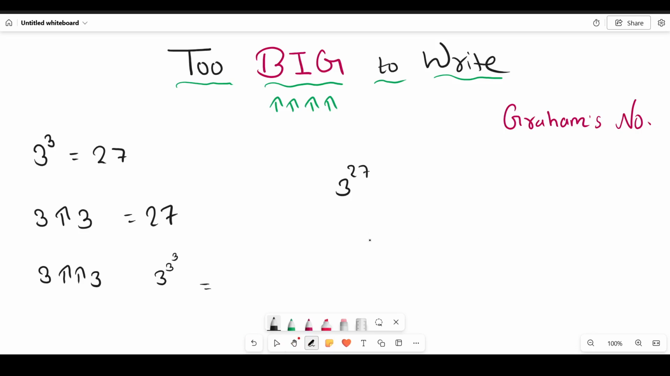But now can you think of 3 triple arrow 3? It is unimaginably larger. And what about 3 with 4 arrows 3? It's beyond anything you can visualize. Now mathematicians use this operation repeatedly to define a number called Graham's number.